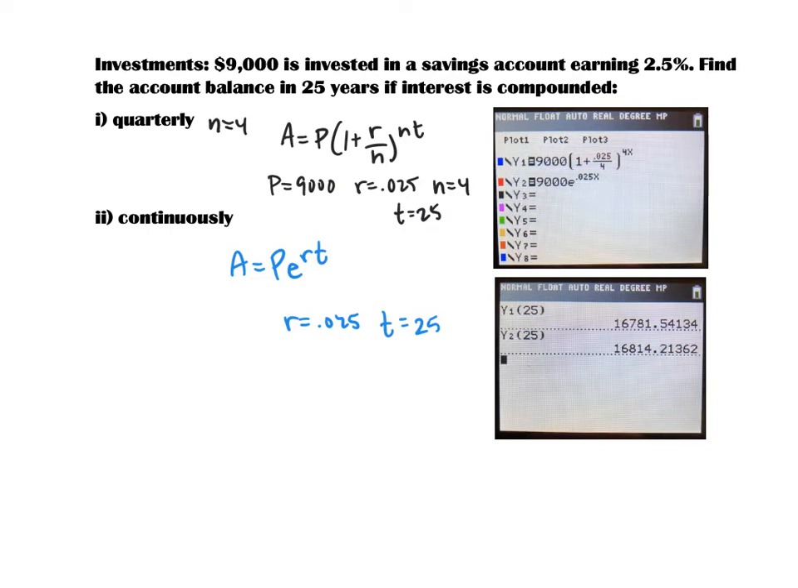Okay, again, I'm going to plug that function into my calculator. Of course, T, the independent variable, is just used as X in my calculator. And then I want to find out what these values are. So I take Y1 of 25 and Y2 of 25, and you'll see I get different values. But that's the amount of money I'd have in that account after 25 years.